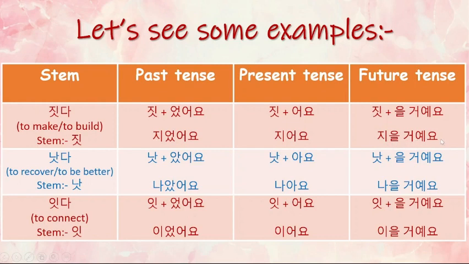지을 거예요. Okay, very easy. The conjugation rule of 시읒 irregular is super easy.